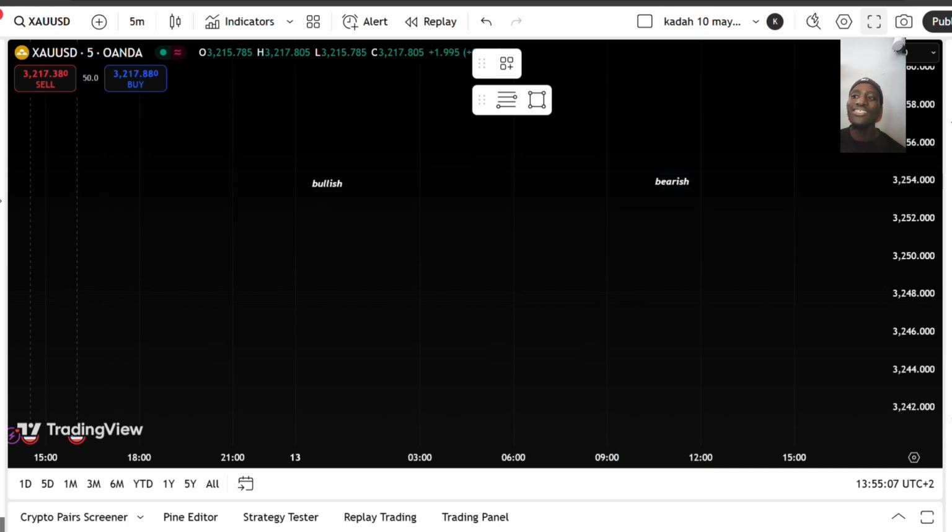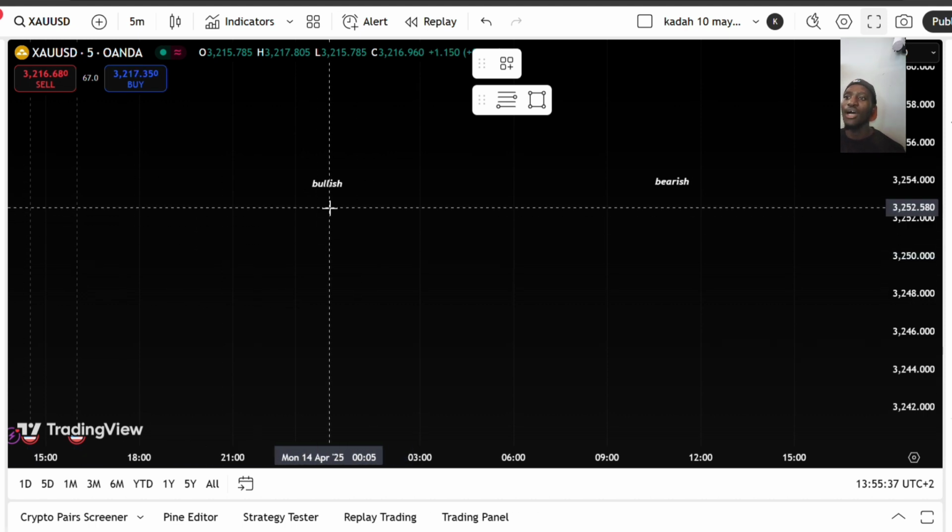A bullish candlestick is where buyers are in control of the market. In other words, the price is moving upwards. Then in a bearish candlestick, sellers are in control of the market. In other words, price will be moving downwards. So bullish is for bulls, up, and bearish is for bears, down.